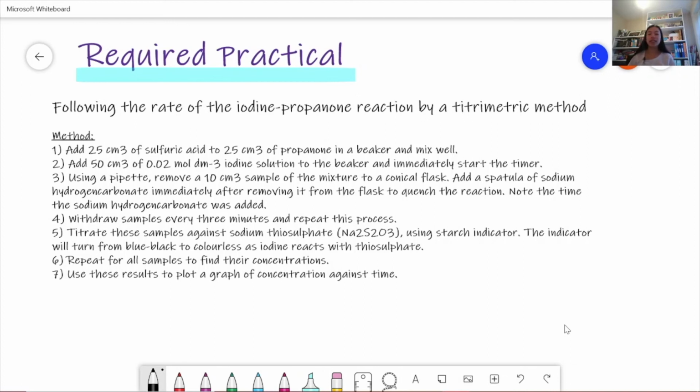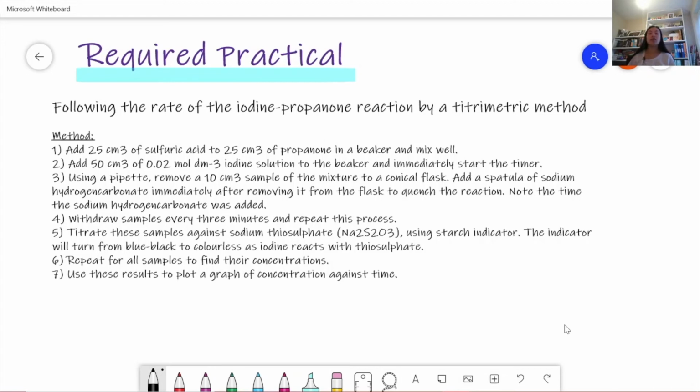And then we add 50 centimeters cubed of 0.02 moles per decimeter cubed iodine solution to the beaker and immediately start the timer. Using a pipette, we then remove a 10 centimeters cubed sample of the mixture to a conical flask and add a spatula of sodium hydrogen carbonate immediately to quench the reaction. What we mean by quenching is that we're stopping the reaction. And note the time sodium hydrogen carbonate was added. We then withdraw samples every 3 minutes and repeat this process.